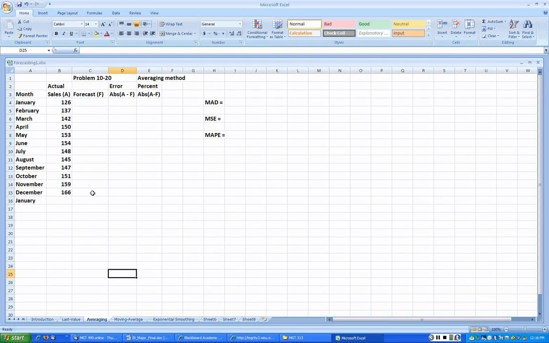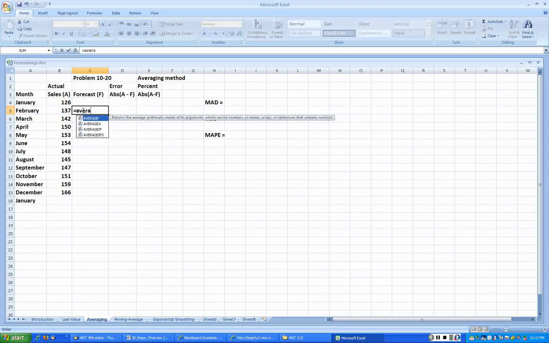So averaging is not to react to the situation just based on one value, but to consider the historical data behind it. Okay, so that is the forecast. Now the forecast here would be nothing but equal to the average. In other words, I'm taking the average of all the things that precede this. In other words, the average of 126 is 126.